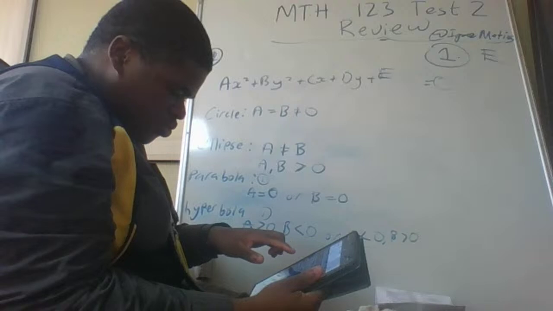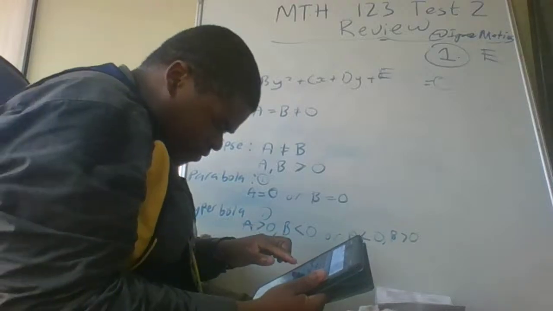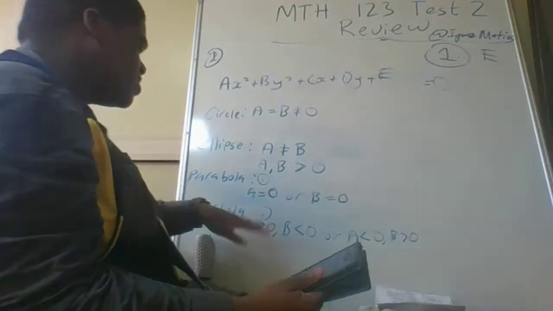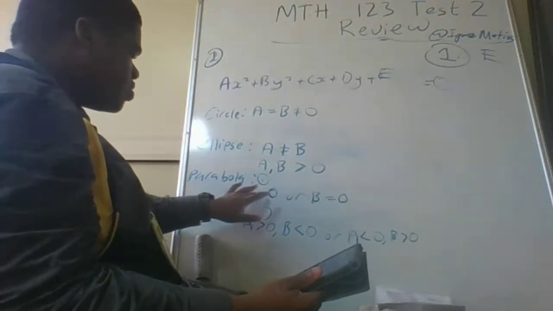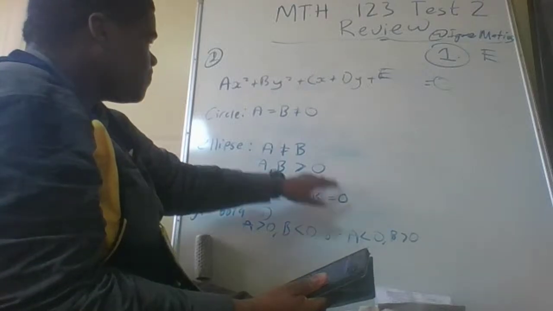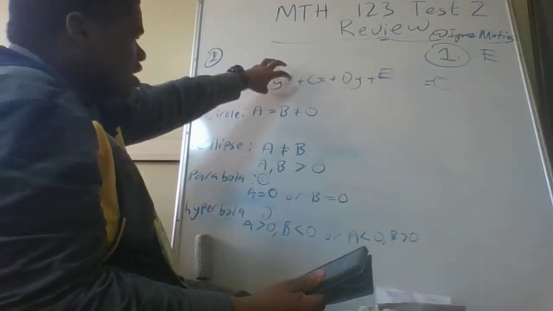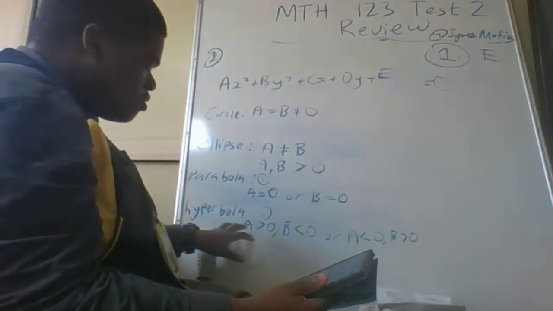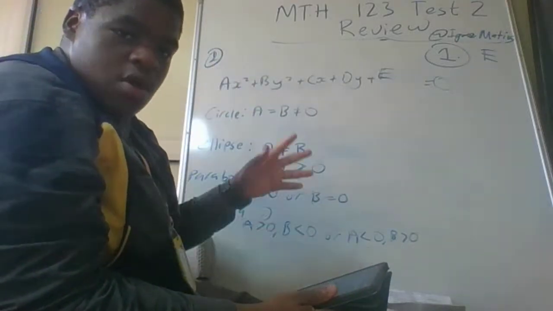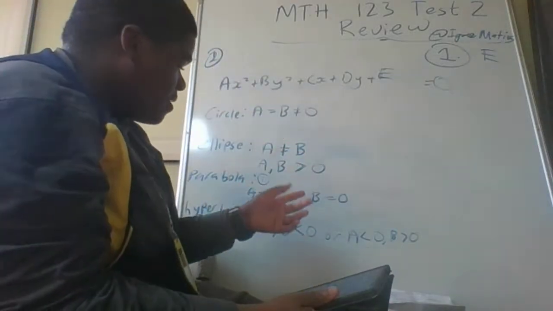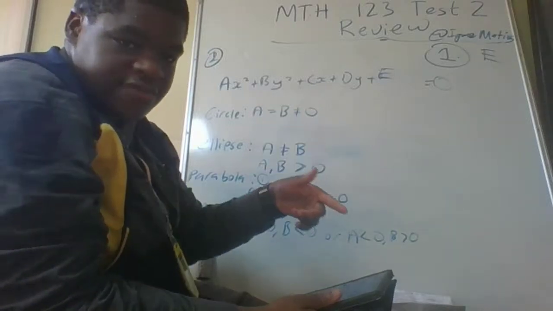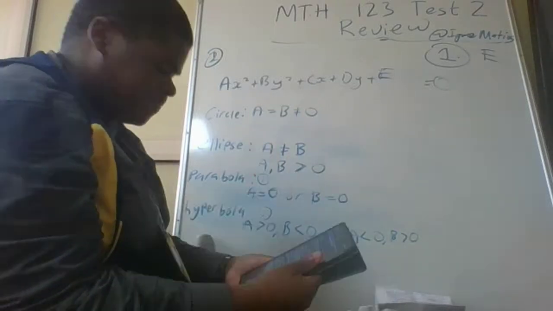For parabola, you have b squared is equal to 4ac. Just forget all these ones. Just know that for parabola, A is equal to 0 or B is equal to 0. That is, one of these terms will not be here. For hyperbola, A is going to be positive and B is going to be negative, or A is going to be negative and B is going to be positive. One of them will be positive, the other one will be negative. That's how you differentiate the four of them.